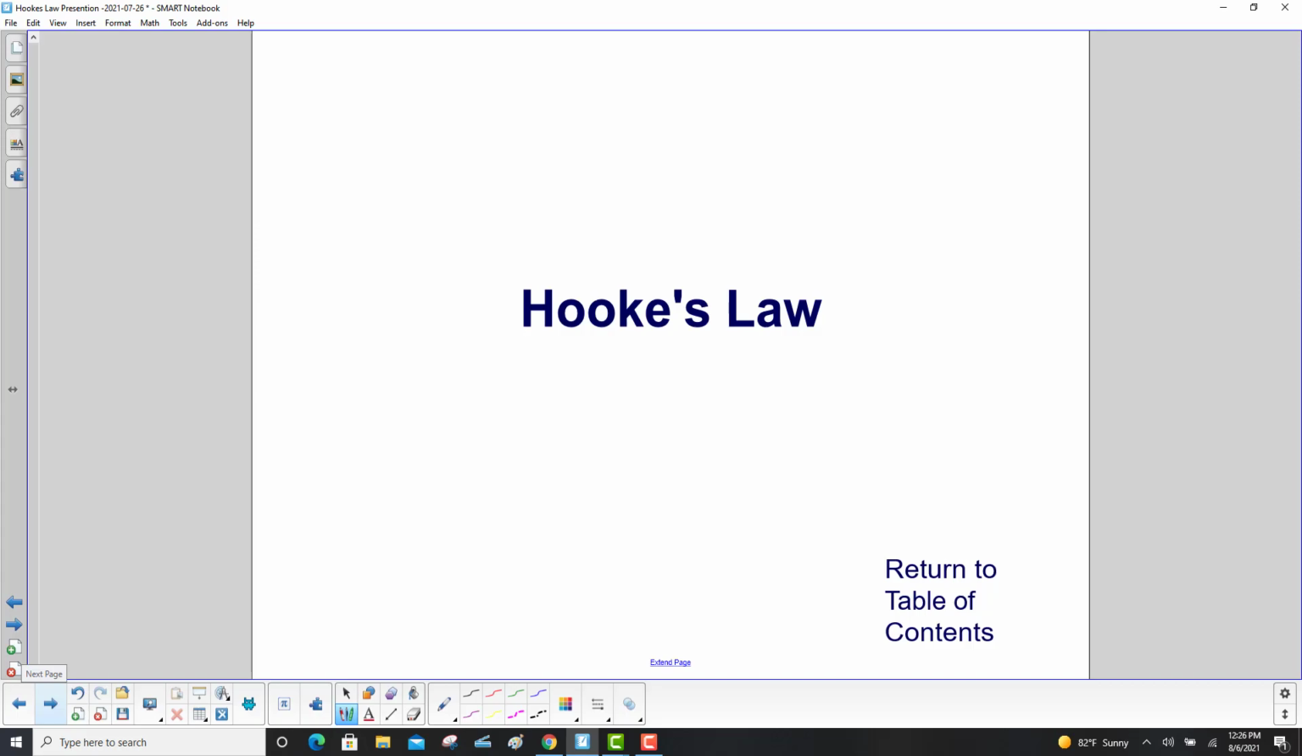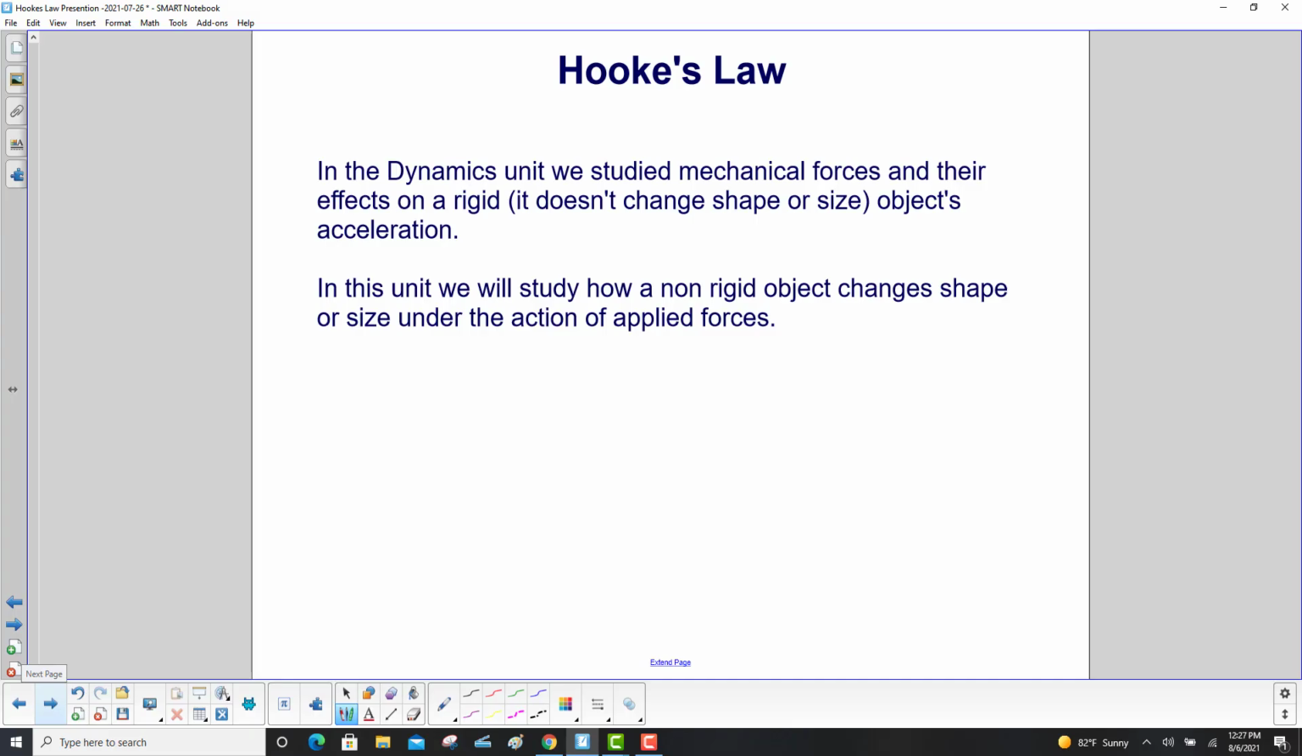Hooke's law. In the dynamics unit, we studied mechanical forces and their effects on a rigid object, which means the object doesn't change shape or size, on its acceleration. In this unit, we will study how a non-rigid object changes shape or size under the action of applied forces.